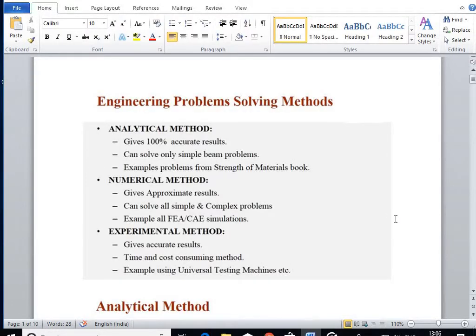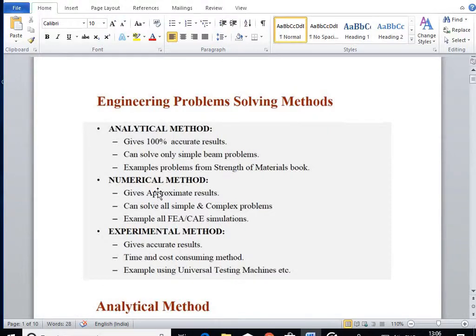Basically, any problem of engineering can be solved by three different methods: analytical method, numerical method, and experimental method. And if you go for analytical method, it gives 100% accurate results. That is what we do by technical formulae method.